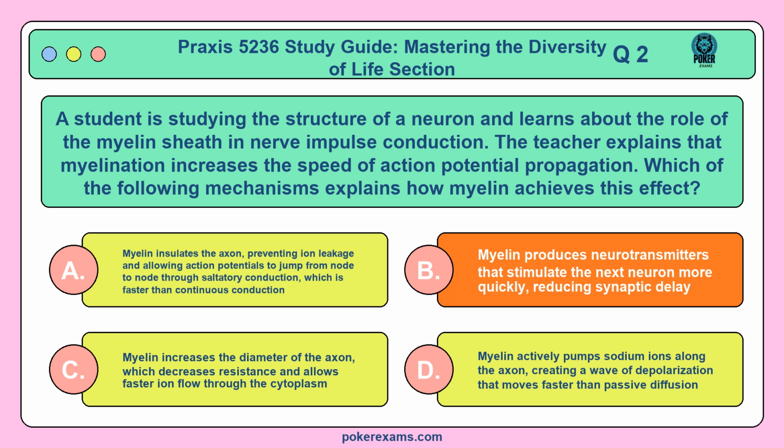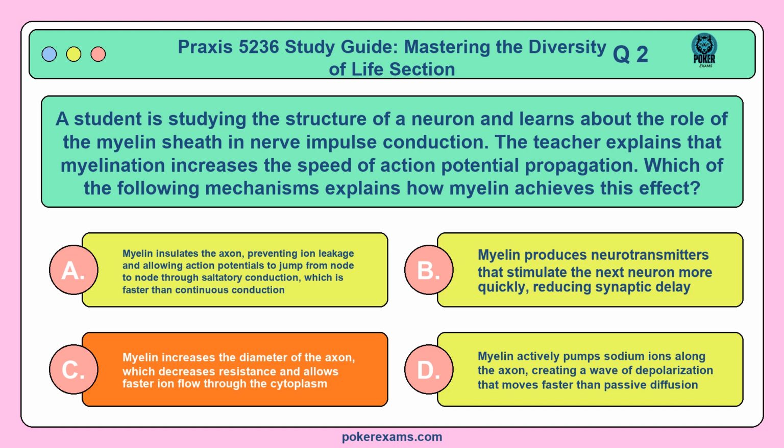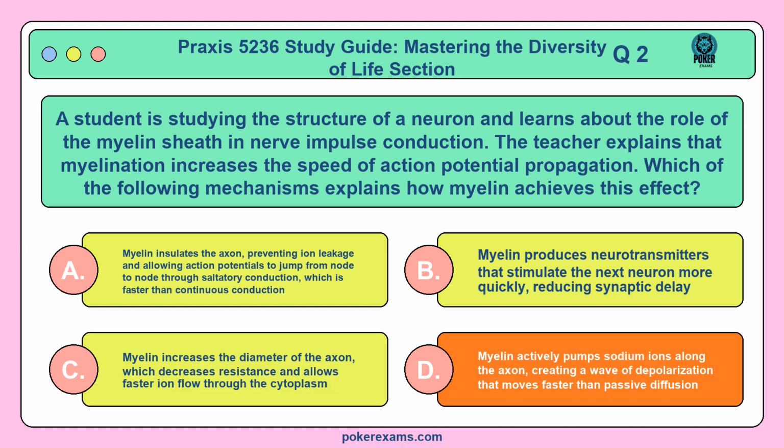B. Myelin produces neurotransmitters that stimulate the next neuron more quickly, reducing synaptic delay. C. Myelin increases the diameter of the axon, which decreases resistance and allows faster ion flow through the cytoplasm. Or D. Myelin actively pumps sodium ions along the axon, creating a wave of depolarization that moves faster than passive diffusion.